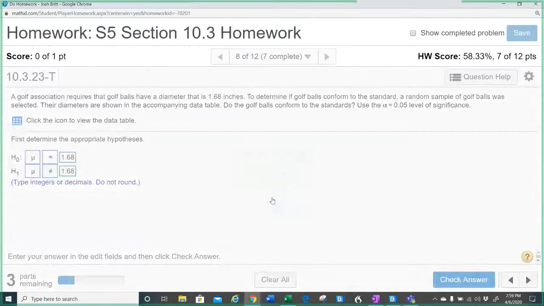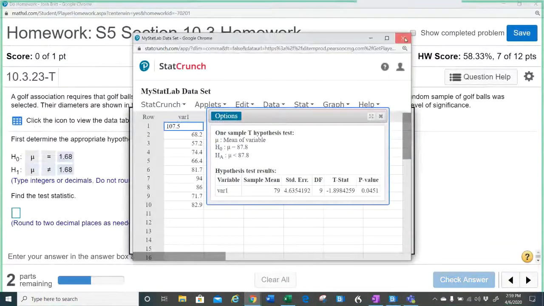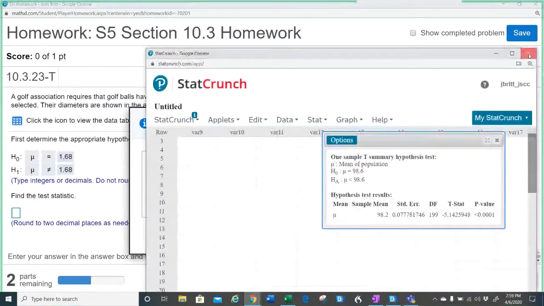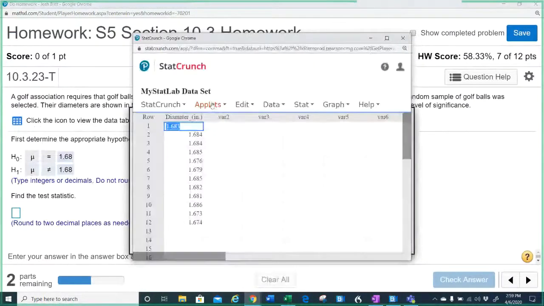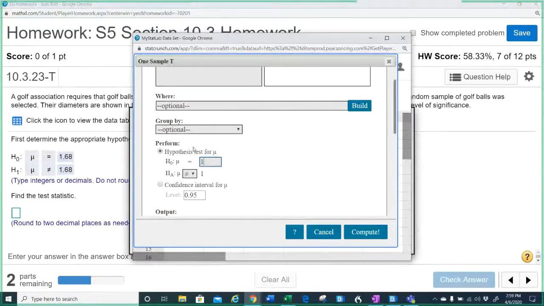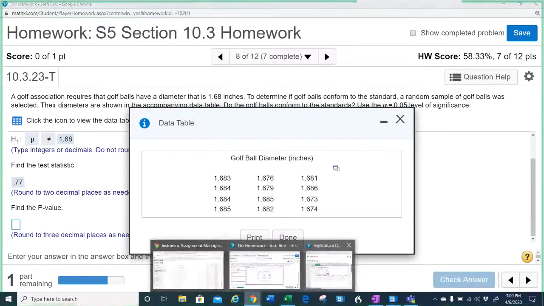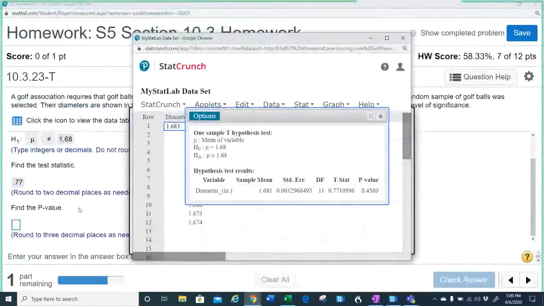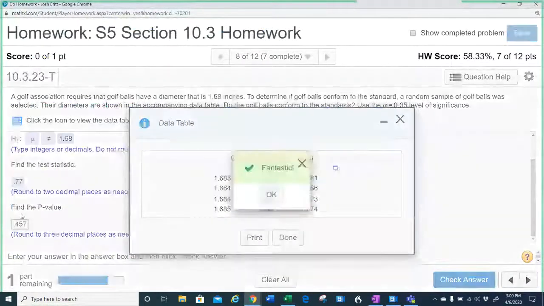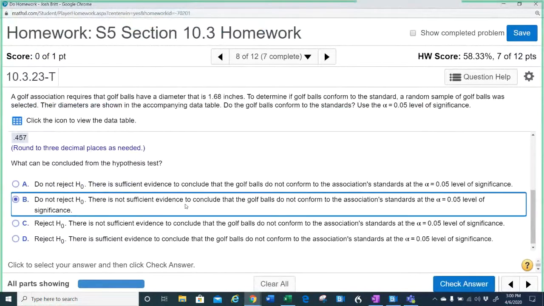All right. So now I already have that up here. Close that one out. Okay. So stat, t-stat, one sample with data. Put the variable, 1.68, not equal to 1.68. Compute. Test statistic is 0.77. P-value is 0.457. P-value large, do not reject, and there is not sufficient evidence to conclude that the golf balls do not conform to the association standards.